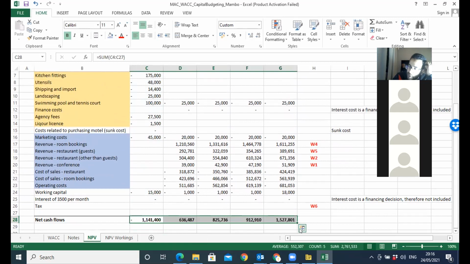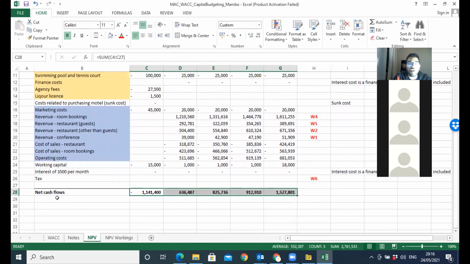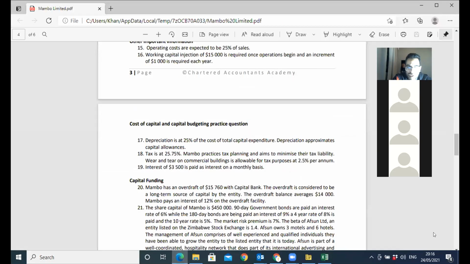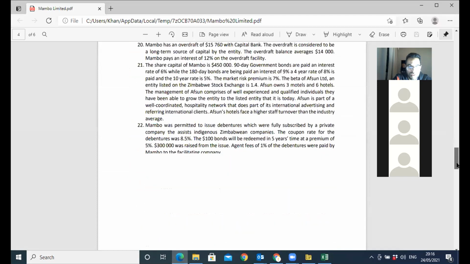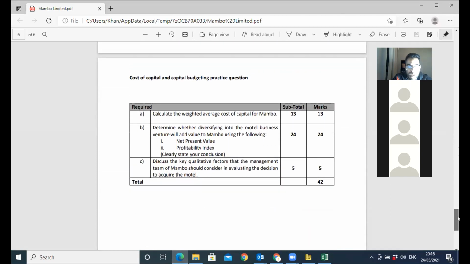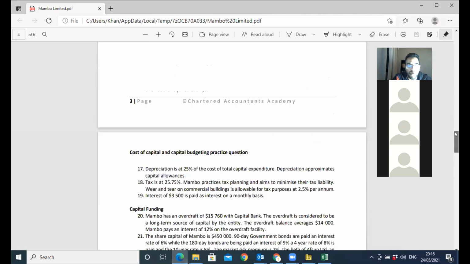But remember, we don't want net cash flows. We want a present value today. So therefore, we need to discount these future cash flows. So the discount rate must always be WACC. I just really want to see what the question said. Did they give us a WACC rate? Okay, we probably had to use the WACC rate from point A.